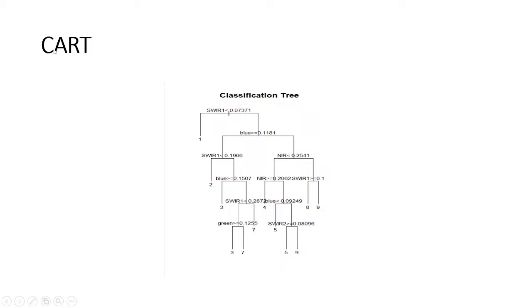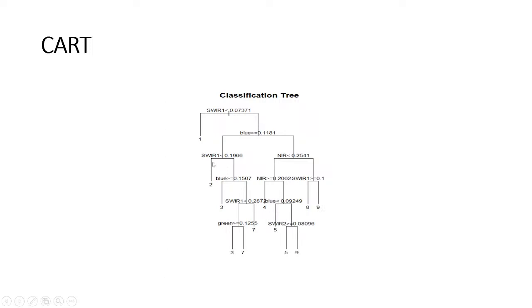So mainly CART classification checks the pixel value. Suppose shortwave infrared one is less than 0.07371, then it will be class 1. Or if the answer is no, then what is the condition? Then check another pixel value. Blue is greater than or equal to some value, then what happens? Also check another. So it checks again and again, and gives the final result.